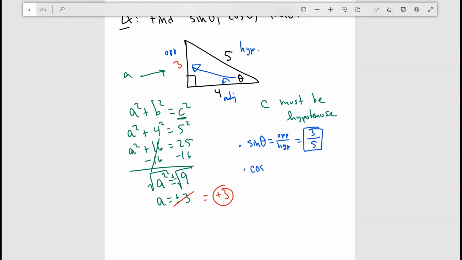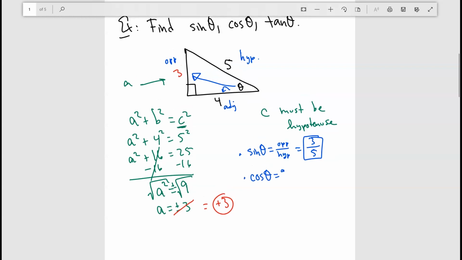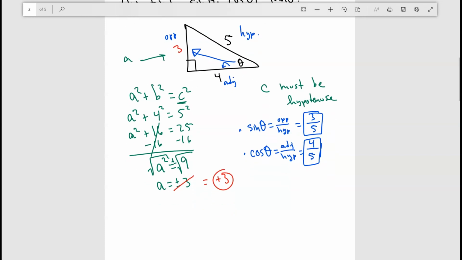What is going to be the cosine of theta? The cosine of theta is going to be the adjacent over the hypotenuse. In this case, the adjacent is 4 over 5. That's going to be the cosine. And finally, what's going to be the tangent? Well, the tangent is going to be the opposite over the adjacent. The opposite in this case is 3 over 4. That's what it is.